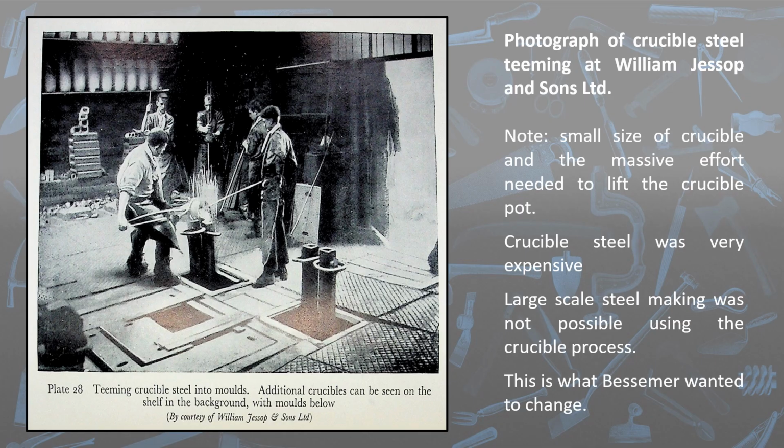There were many steel companies in Sheffield using the crucible process, and one of these companies was William Jessup and Sons Limited. The crucibles full of steel were very heavy, and a massive amount of effort was needed to lift the crucible pots. The size of the pot was determined by how much a teemer could lift, which was about 30 kilograms. Large-scale steelmaking was not possible using this process unless many crucibles were used to fill a large mould.